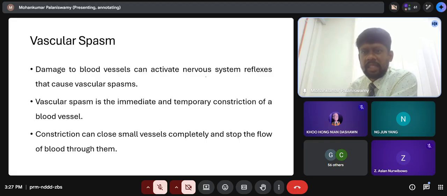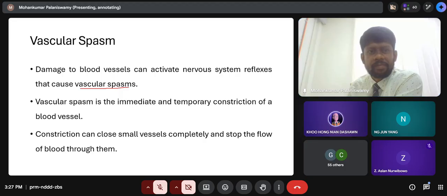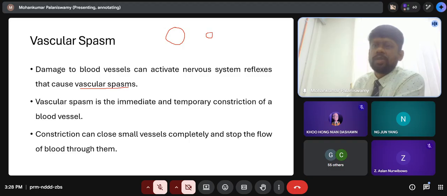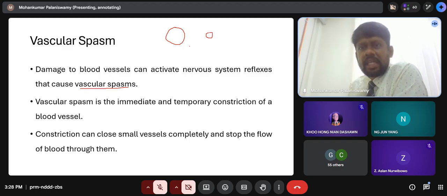I have mentioned it like a sentence itself. Damage to blood vessels can activate the nervous system reflexes that cause vascular spasm. What do you mean by vascular spasm? Any idea? Your blood vessels can contract and relax. Spasm. Yes, exactly. So imagine this is our blood vessel. At normal time, this is how the blood vessel is. After going under vascular spasm, the diameter of the blood vessel goes small. This is called vasoconstriction.